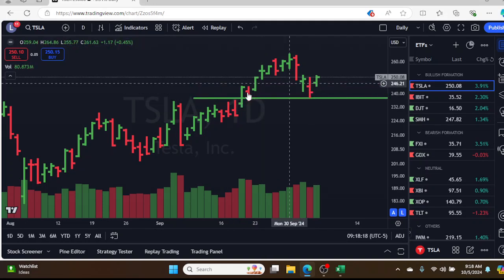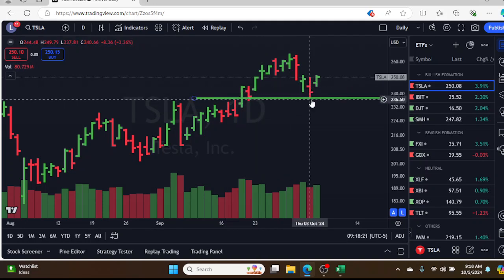But coming down, we tested it, and we held it. So this low right here is important for Tesla. If it were to close below that, we would flip the formation from bullish to neutral, where these tickers are. So Tesla's looking good. We have a bullish formation. It isn't quite a bullish price trend yet on our time frame.